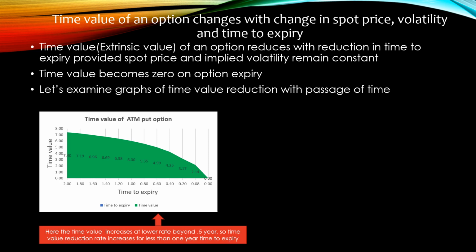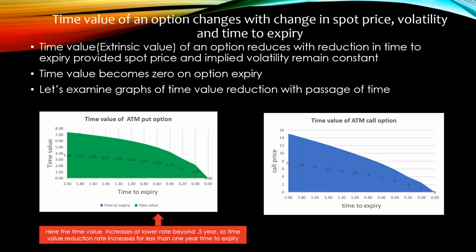This is the time value reduction of an at the money put option. Here the time value reduces at a lower rate beyond 0.5 years, so the time value reduction rate increases for less than 1 year time to expiry. Now this is the time value of an at the money call option plotted against the time to expiry. Here the time value reduction is more uniform.